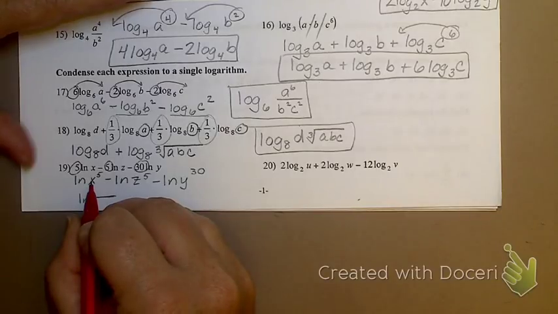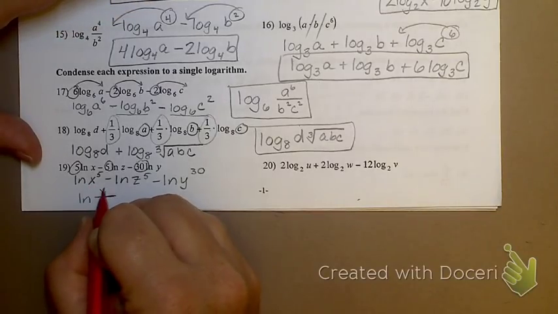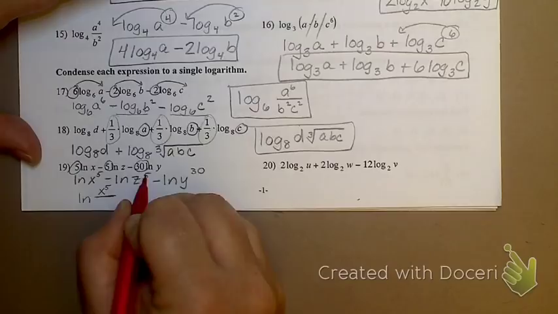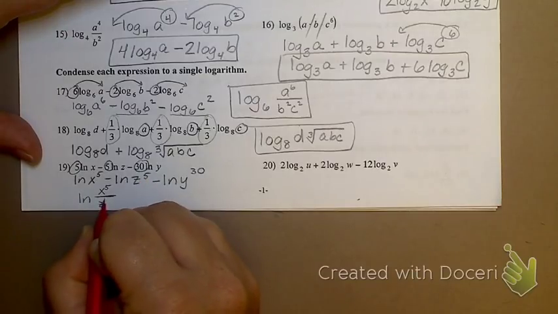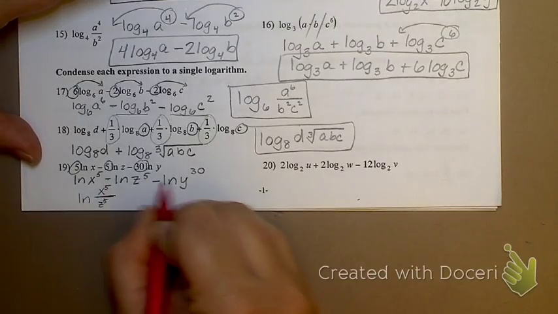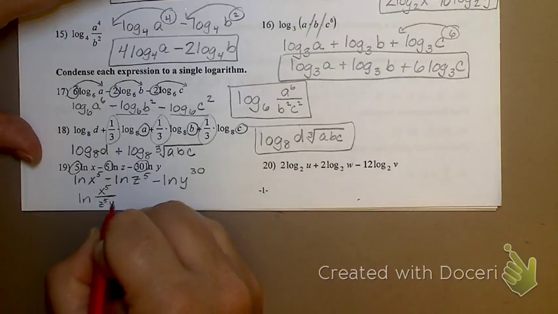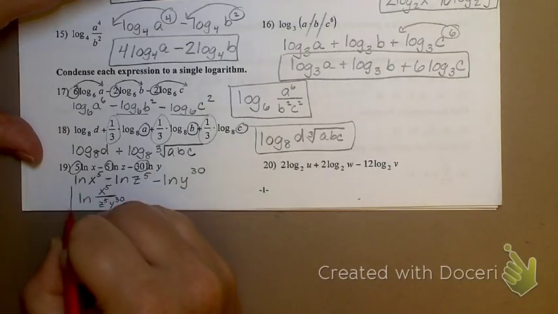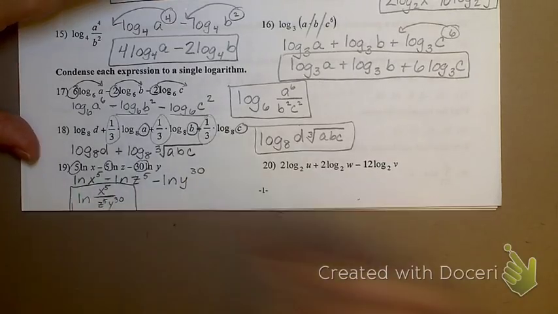Where does the x to the 5th go? Top. Z to the 5th? Bottom, because it's after a subtraction sign. Y to the 30th, also on the bottom, because it's after a subtraction sign. And that's my answer.